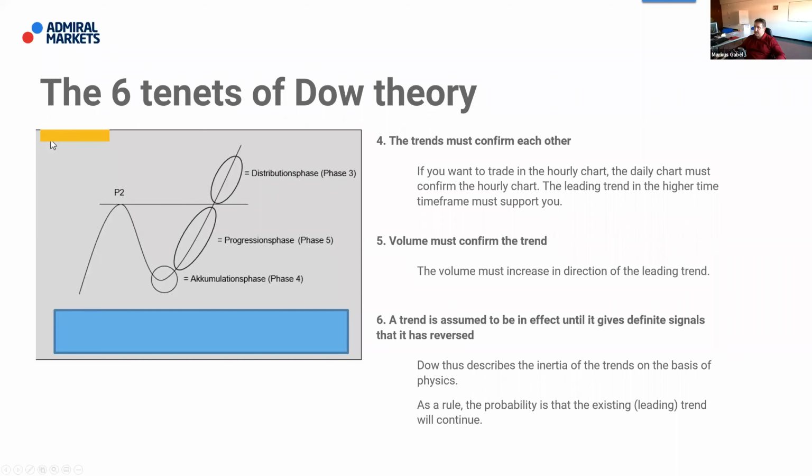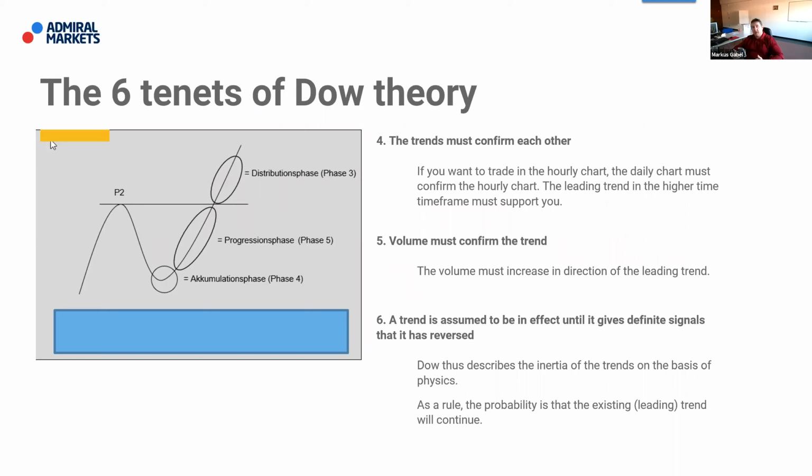This is the best thing you can work with. So a trend, that's tenet number 6. A trend is assumed to be ineffective until it gives definite signals that it has reversed. So Charles Dow thus describes here the inertia of the trends on the basis of physics. As a rule, the probability is that the leading or the existing trend will continue.